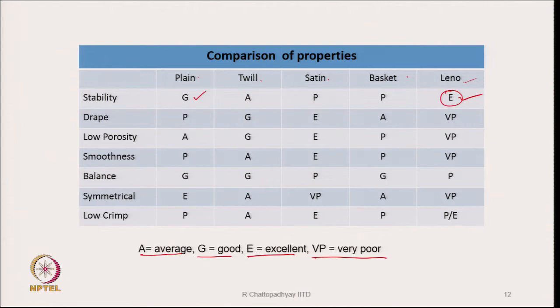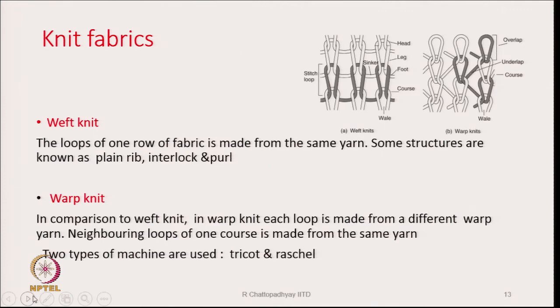So, this side is basically, we can say, parameters or characteristics of the fabric, and these are a relative assessment about these different types of weaves which are there. Now, after woven fabrics, we go to another type of fabrics, the knitted fabrics.